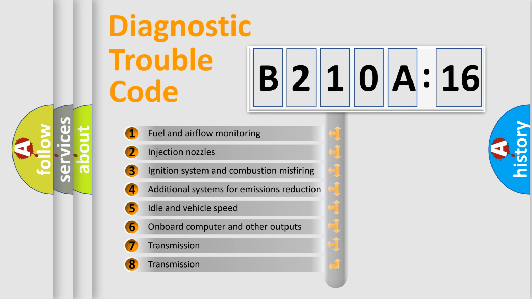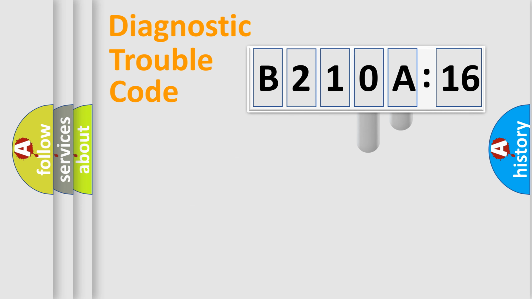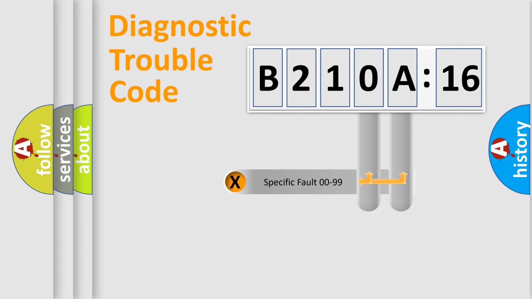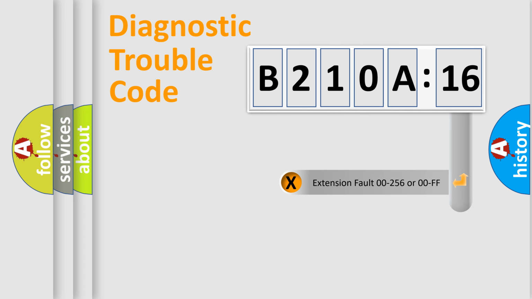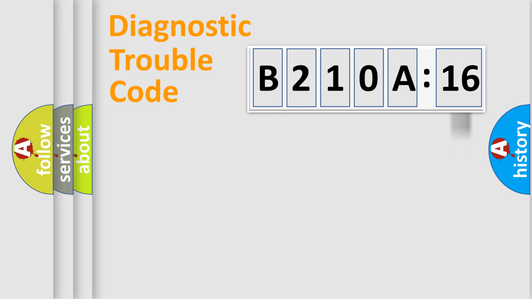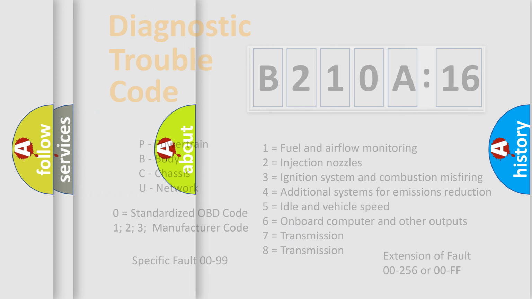The third character specifies a subset of errors. The distribution shown is valid only for the standardized DTC code. Only the last two characters define the specific fault of the group. The add-on to the error code serves to specify the status in more detail, for example, a short to the ground. Let's not forget that such a division is valid only if the second character code is expressed by the number 0.